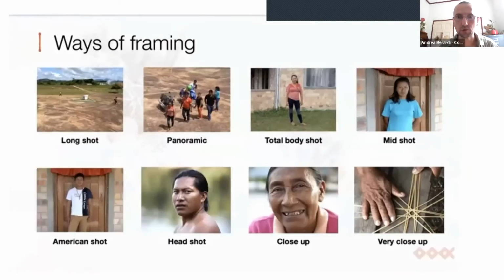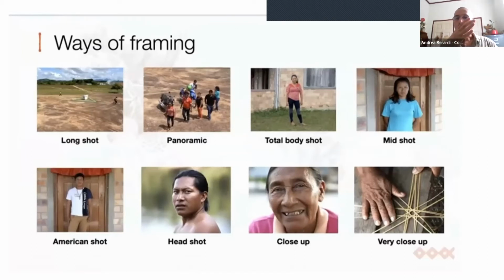we're getting more interesting in terms of the actual content, right? So we go through different framing techniques. When you first introduce your story, it's good to take a long shot or a panoramic. You set the scene with these two framing techniques. Then if you start introducing the characters, a total body shot is useful. And then when you start going into the detail of the story, you present the challenges, people's emotions. You want a close-up of their faces, maybe with a headshot or a close-up, or describe, you know, the techniques that you're using. Then you go into a very close-up.